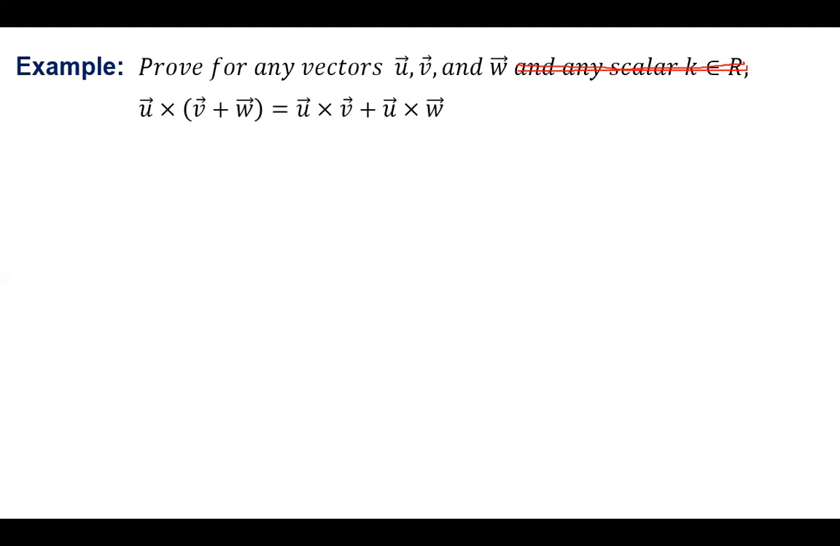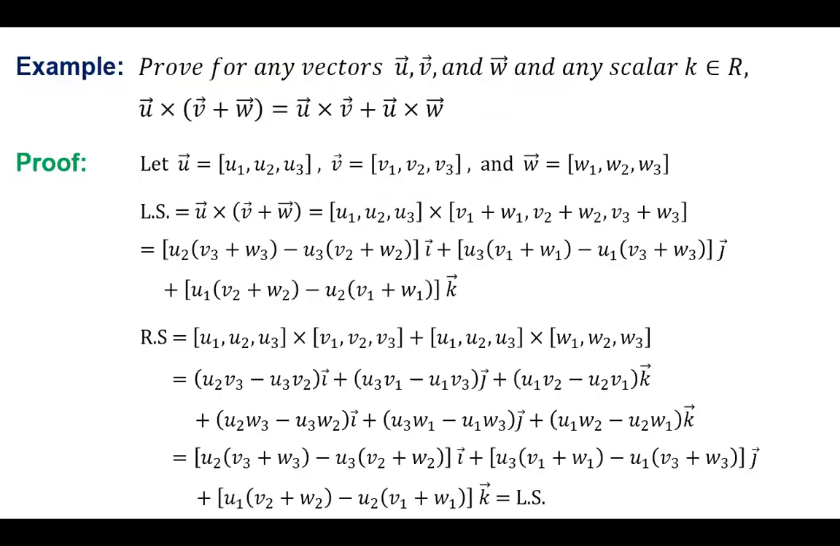Okay, have we finished? Let's have a look at the solution together. We can let vector u equal (u1, u2, u3). The three components are u1, u2, u3. The three components for v are v1, v2, v3. And the three components of w are w1, w2, w3. Then let's find the left side. The left side is u crossed with the sum of v and w, right?